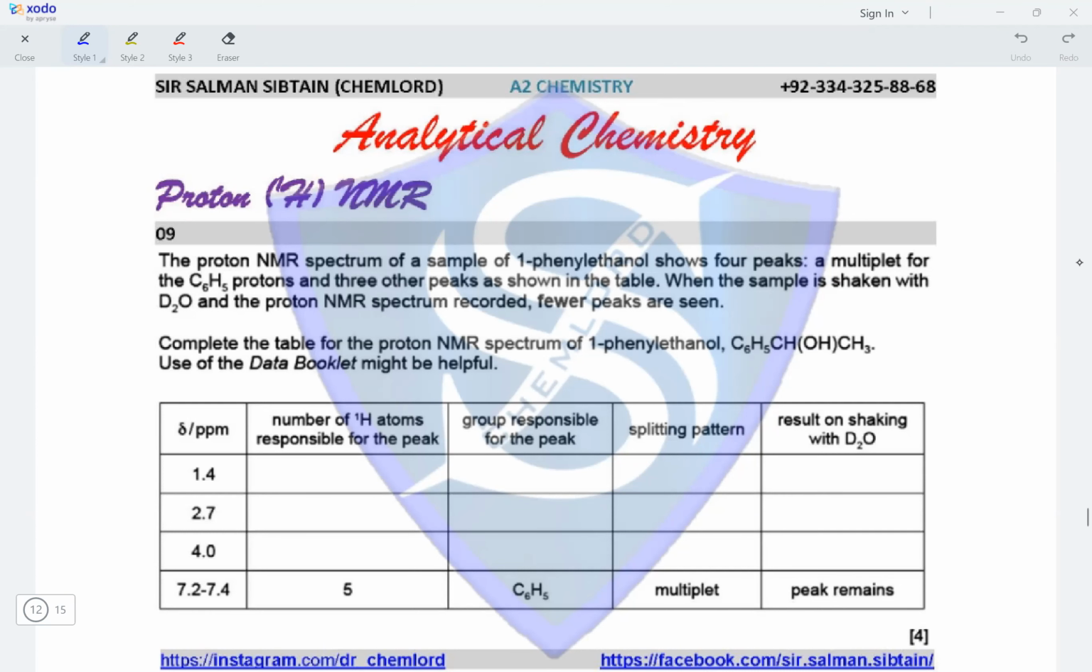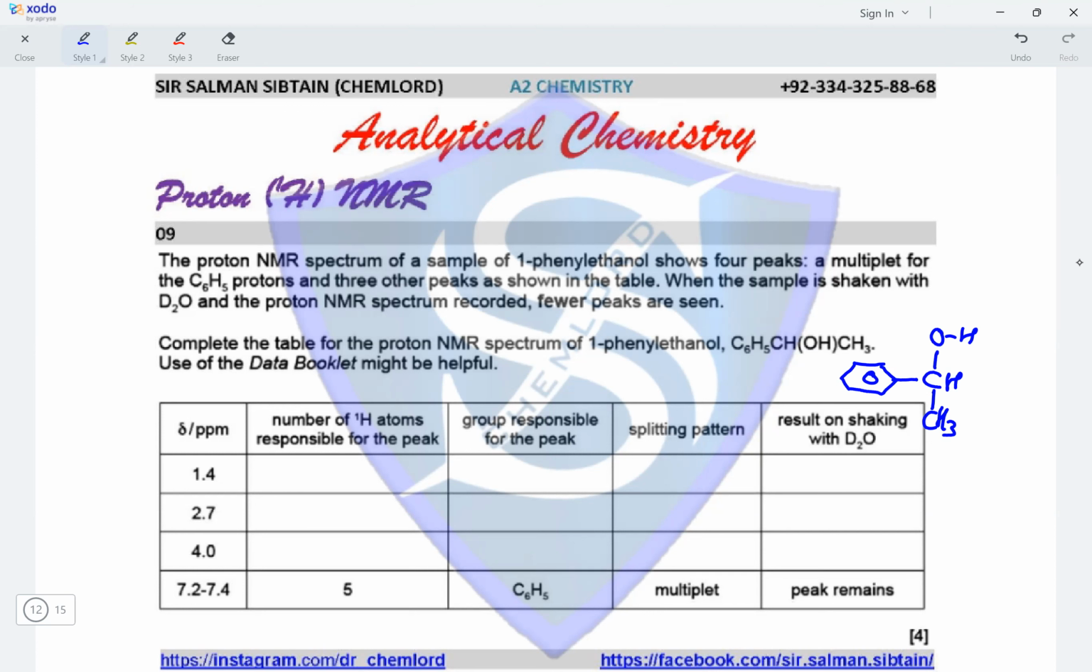So if we draw this formula like this, we've got a benzene ring attached to a CH group attached to an OH group on one side and a CH3 group on the other. This would give us a much clearer picture of which peak corresponds to which environment.